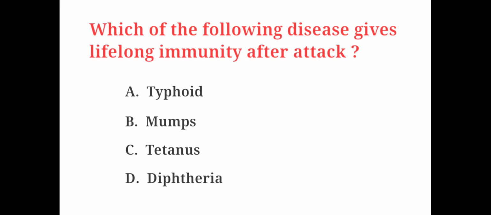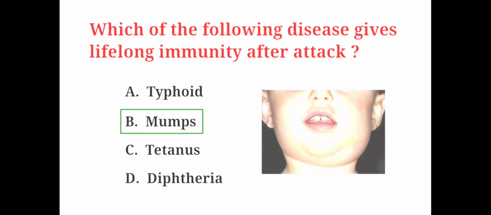Which of the following disease gives lifelong immunity after attack? A. Typhoid, B. Mumps, C. Tetanus, D. Diphtheria. And the correct answer is B. Mumps. After an episode of mumps, one never gets the disease again, and the attack provides lifelong immunity.